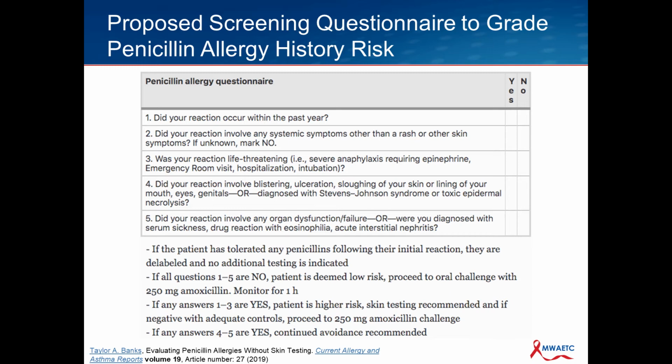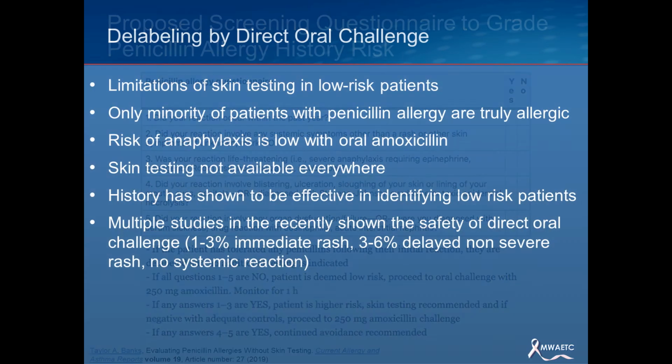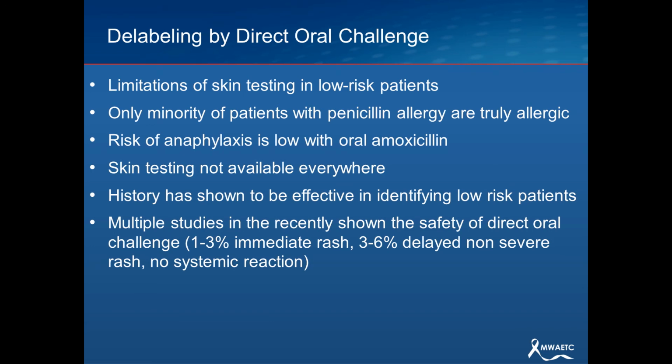Did this patient have a reaction in the last year? Or did he have any systemic symptoms other than rash or any other skin symptoms, or severe anaphylaxis, or any type of skin ulceration or sloughing that is concerning for SJS or TEN, or any organ-related dysfunction or failure? If the patient didn't have any of these features, they are considered low risk. And studies have shown that irrespective of a positive or a negative skin testing, you can safely challenge them, and most people do okay.